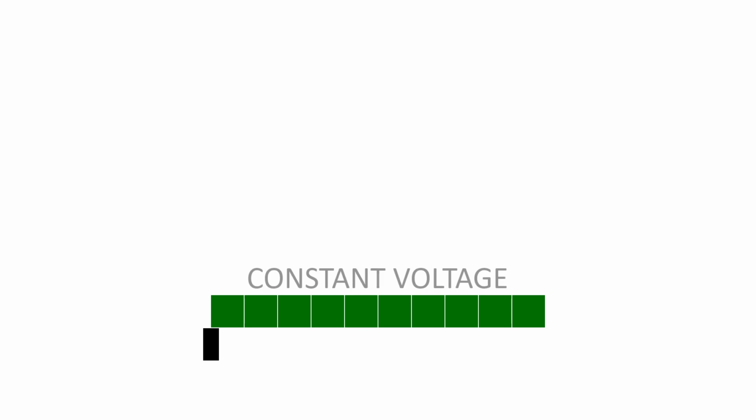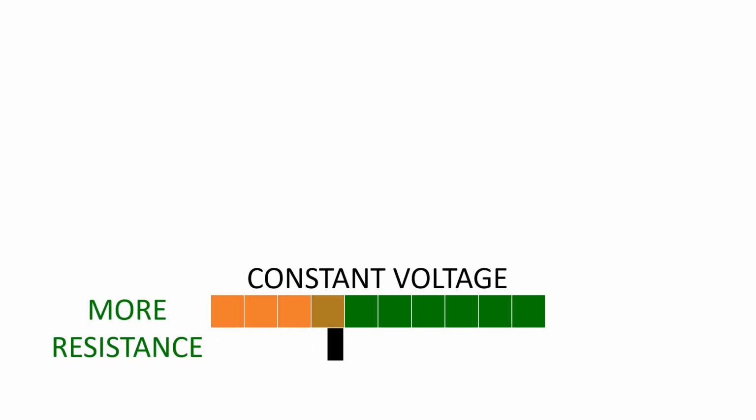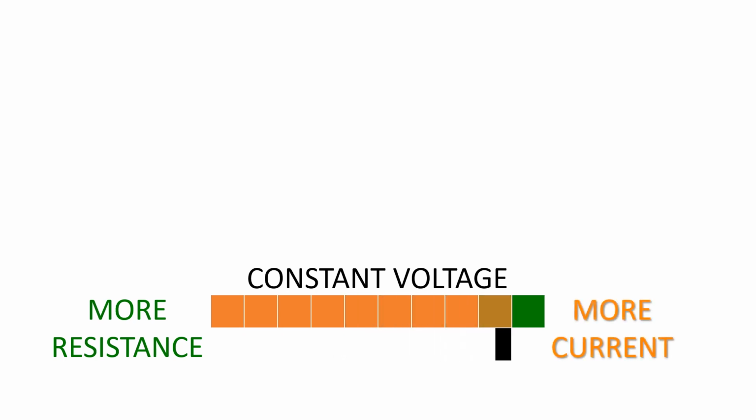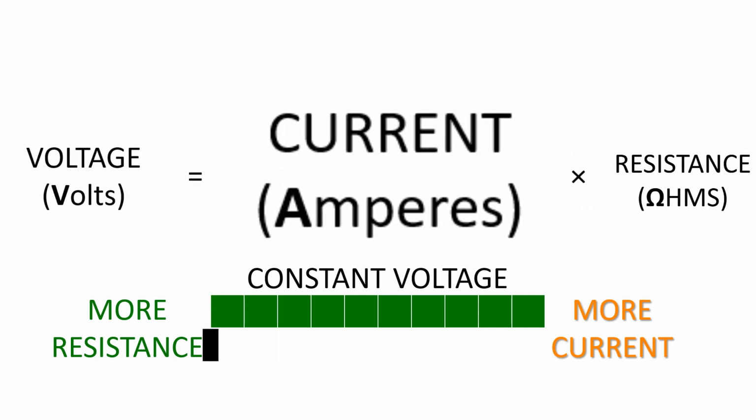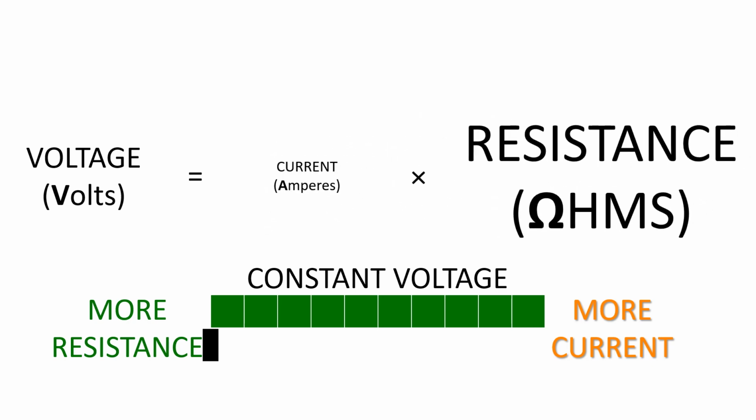With a constant voltage, decreasing the resistance by moving the output lever closer to the input terminal increases the amount of current on that side. Increasing the resistance by moving the output lever away from the input terminal decreases the amount of current. Therefore, resistance is inversely proportional to the amount of current.